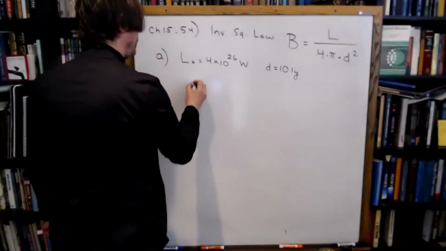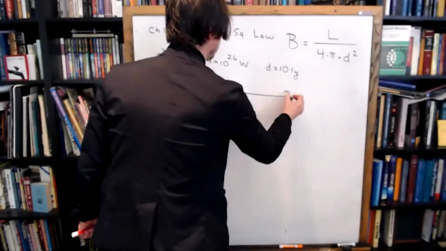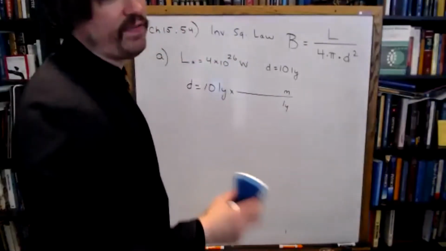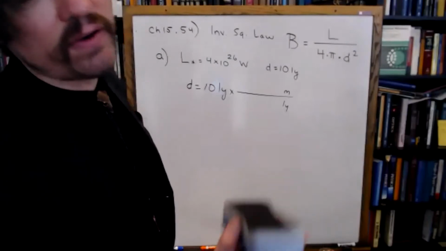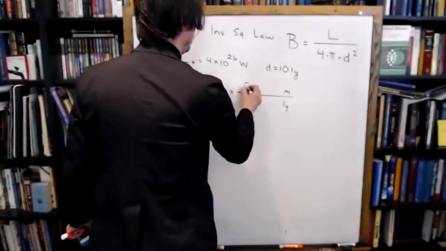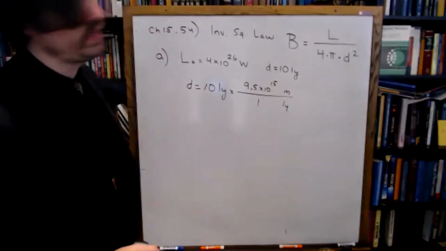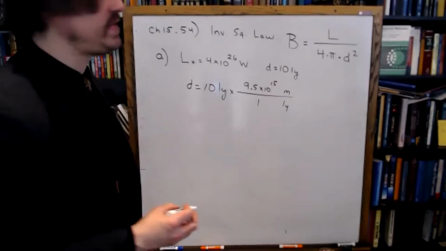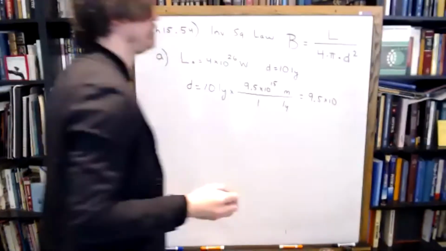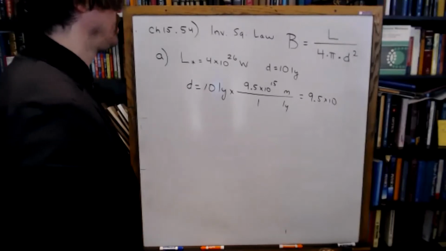So we have a distance of 10 light years. What's the conversion factor from light years to meters? Or actually, you guys might not know light years to meters. You might know light years to kilometers. If you know light years to meters, I'll take that. So it's 9.5 times 10 to the 15 meters per light year. Okay, what's that times 10? 9.5 times 10 to the 16.